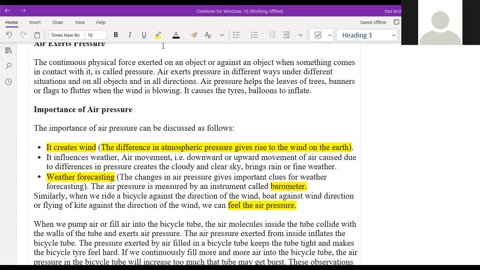Sir, can I tell, sir? Raghav, I will call you. Wait. Next, Swasti. What is atmospheric pressure? Sir, should I answer? Yeah. Atmospheric. Sir, wait a minute, sir.